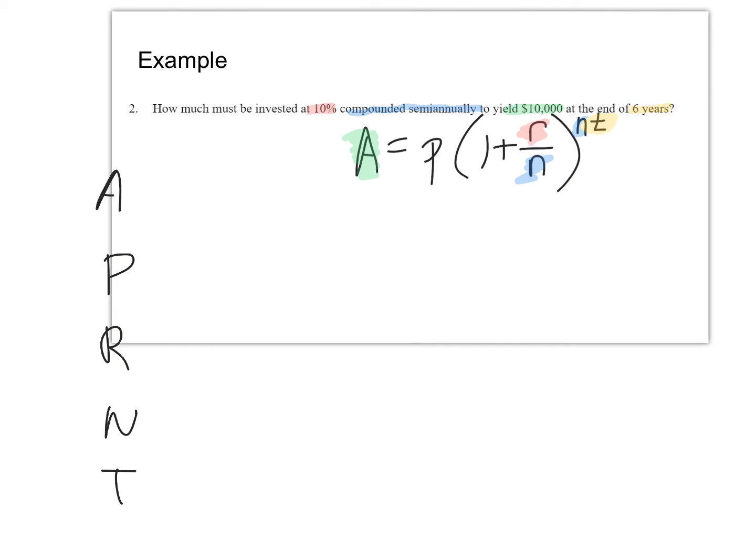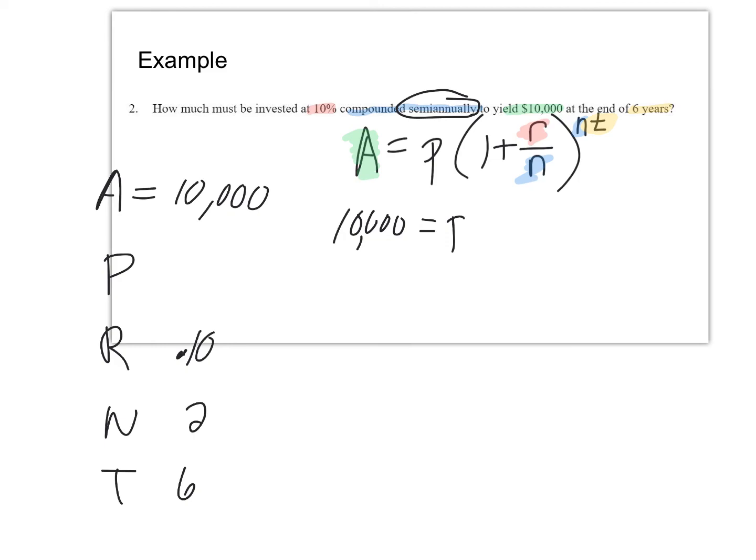Okay, so let's fill in what we know. A is going to be $10,000. P I don't know. My rate is going to be 10% or 0.10. Number of times semi-annually is twice. And the time is going to be 6 years. All right, so let's fill it in. 10,000 equals P times (1 plus 0.10 over 2) raised to the 2 times 6th power.